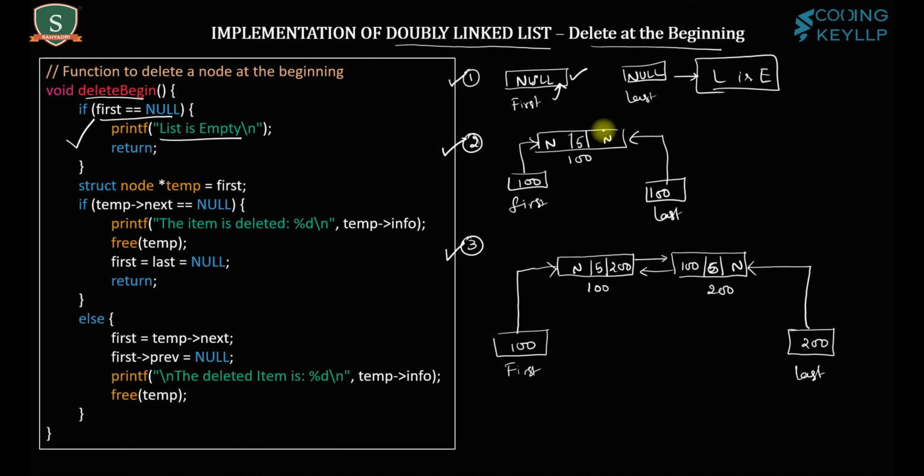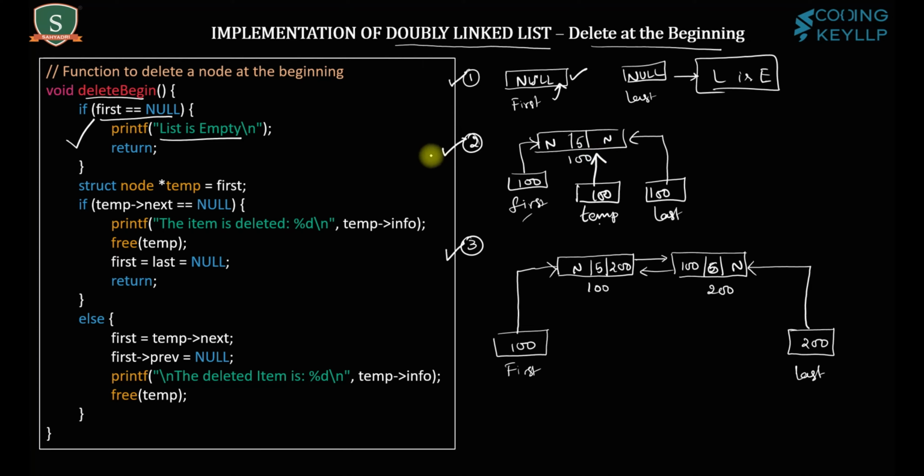Second condition, what if you have only one node? Here we are taking the support of a temporary variable, where we are assigning the value that is there in first. So temporary is equal to 100. That means it creates a connection with the first node in the doubly linked list.